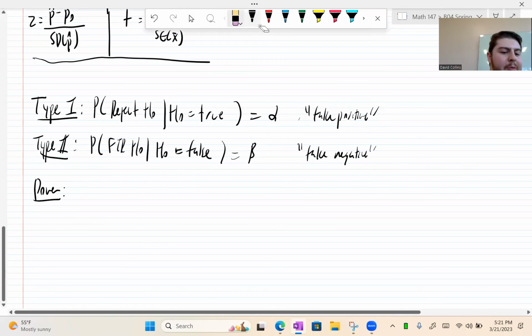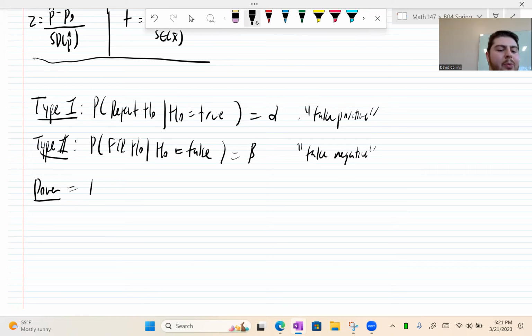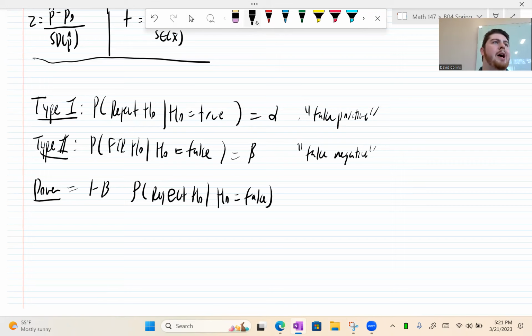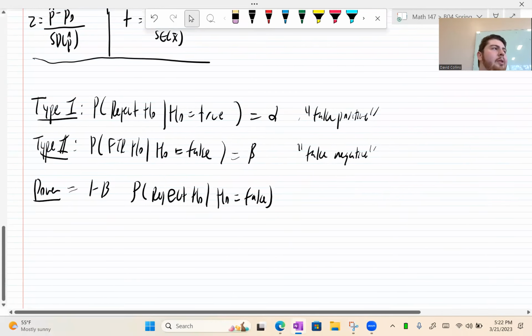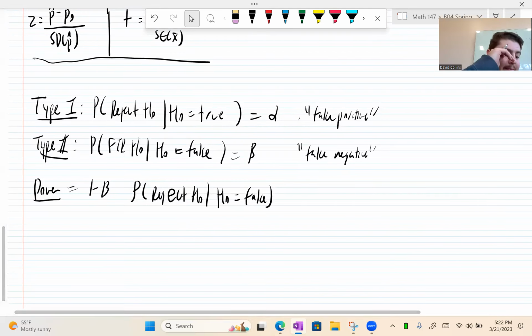And then we have a thing called power. I guess we shouldn't call it P. I don't know. It's 1 minus beta. It's the complement of beta. It is the probability of doing the right thing. It's probability of rejecting H naught given H naught is false. We will never in real life have a power of 100% because then we wouldn't need statistics. But we can try to maximize this as much as possible because power is good. So obviously beta and power have an inverse relationship.